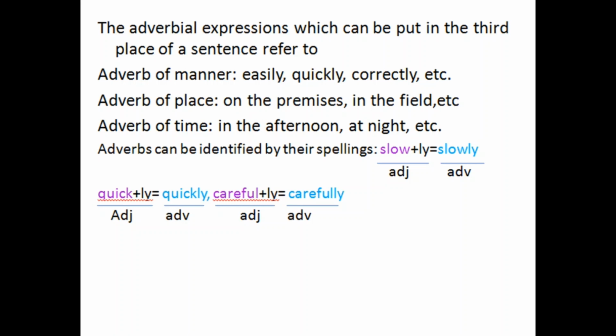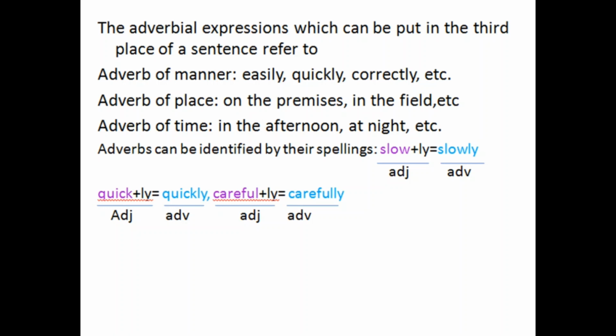Adverbs can be identified by their spellings. Look at the word. Slow is an adjective, plus ly, slowly. Slowly is an adverb. Quick plus ly, quickly. Careful plus ly, carefully.